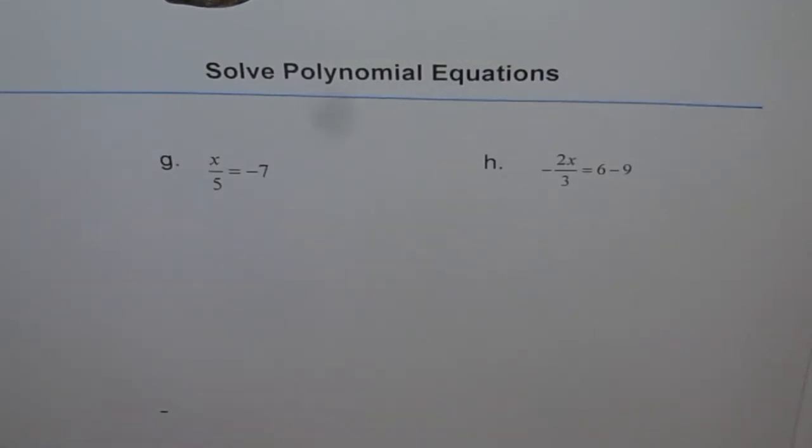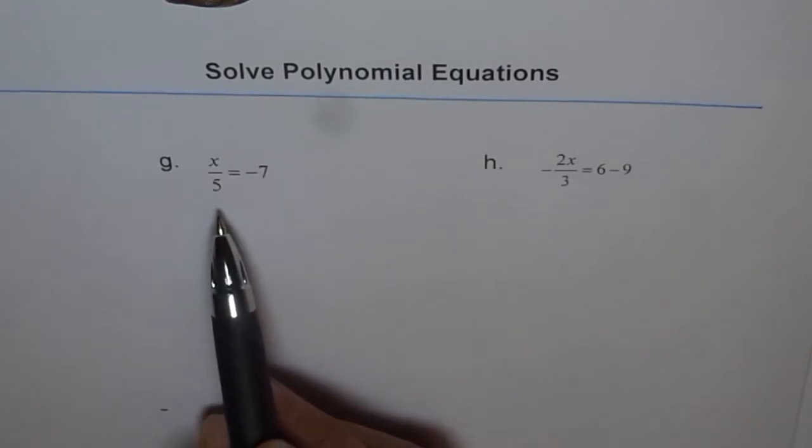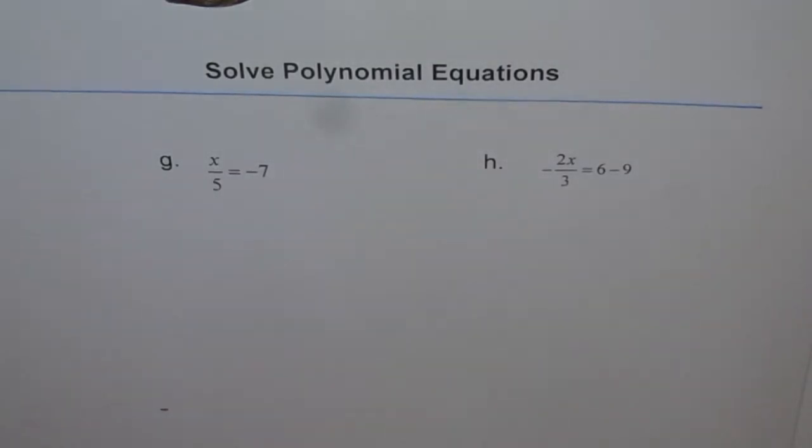Solve polynomial equations. Here we have two examples involving fractions, right? And some negative terms, so brush up your integers. Now guide me how to do it. It is x divided by 5 equals minus 7. So how can you get x from this?